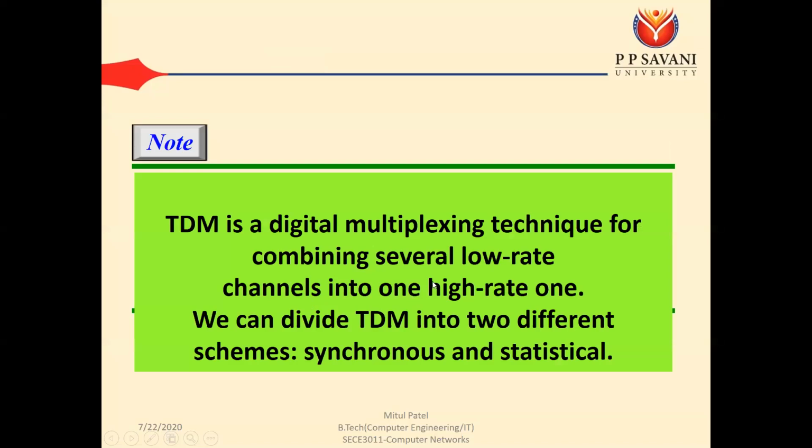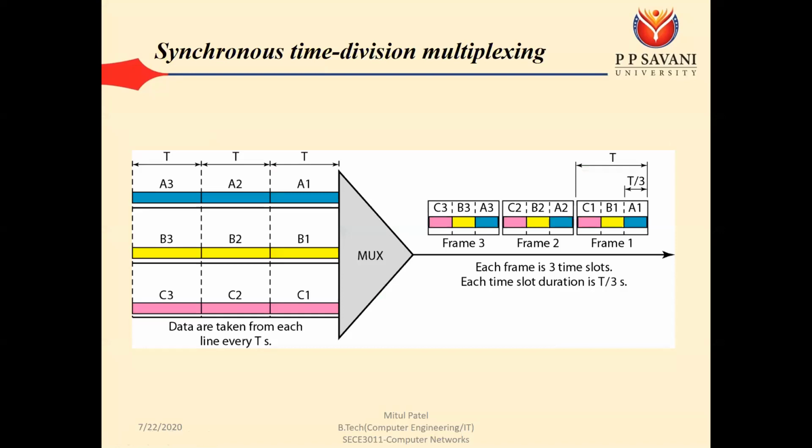Okay, so TDM is majorly used for digital signals. And the advantage of this TDM is it can combine several low rate channels into one high rate one. Okay, so there are two types of TDM, that is the synchronous TDM, and the second one is the statistical TDM. So how is this synchronous TDM going to work?